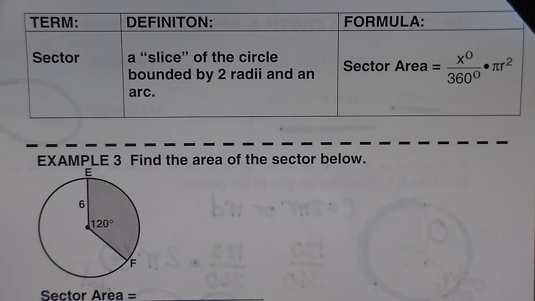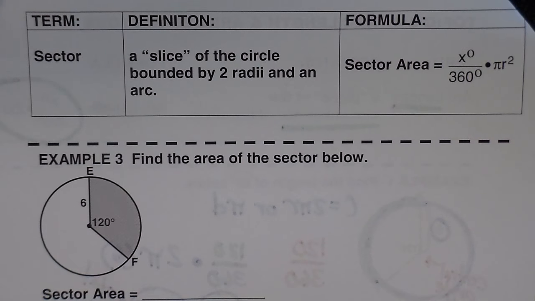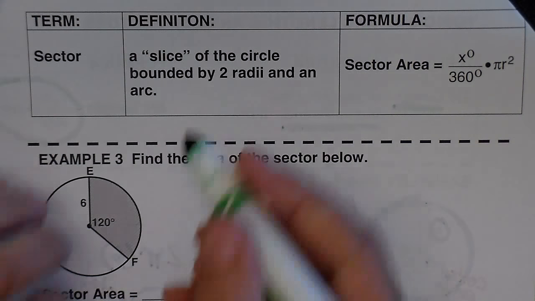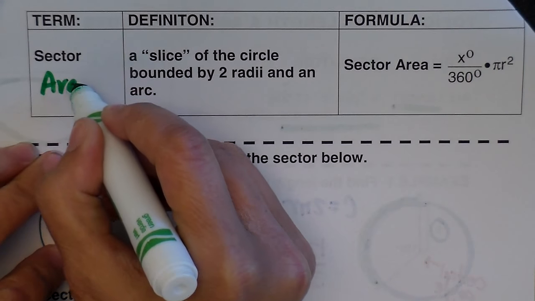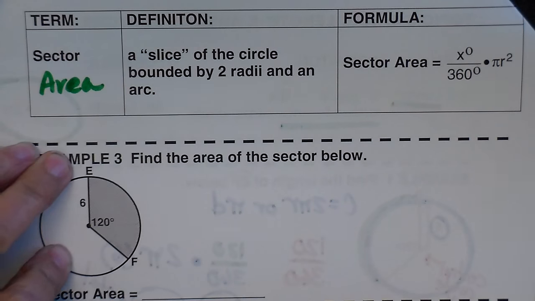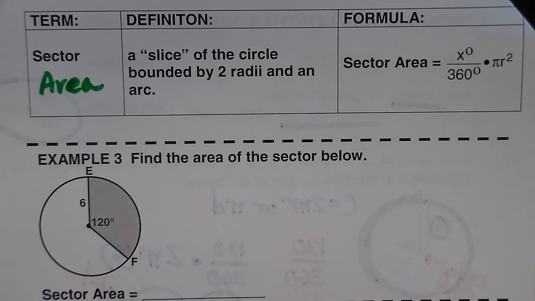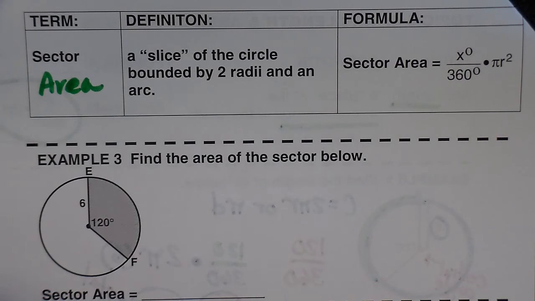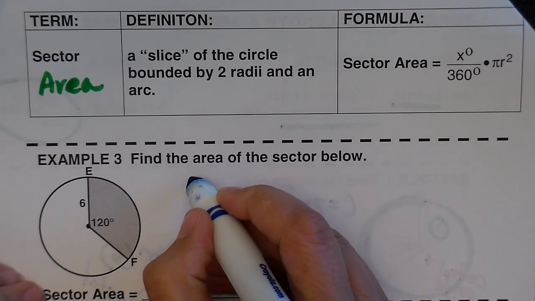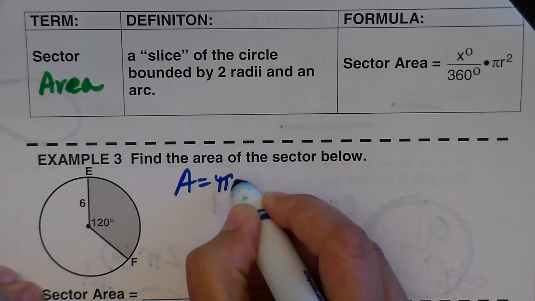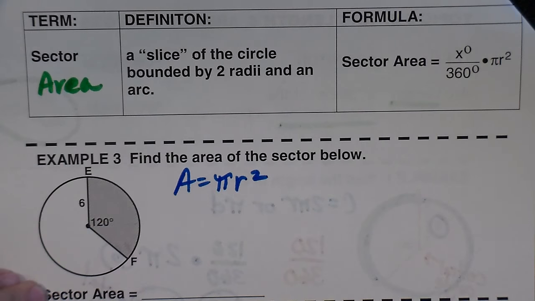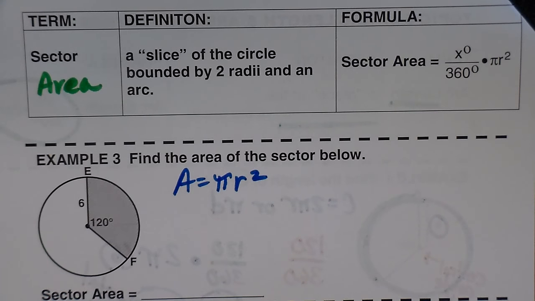Now I'm talking about sector area, which is actually a slice of the circle. So now we're talking about area, an actual slice of the circle. So we're going to use the area formula for a circle, and the area formula for an entire circle is pi times radius squared. That's the total area, but I don't want the whole area.